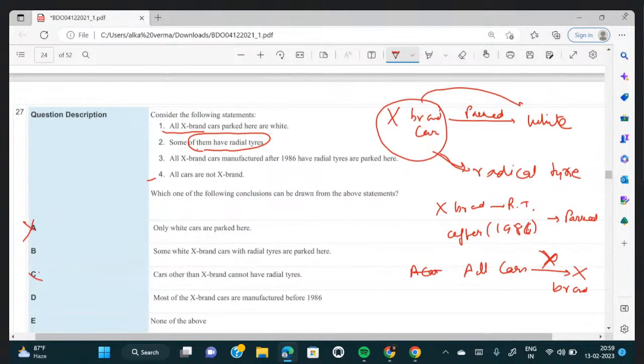Now, cars other than X brand cannot have radial tires. This is a useless statement. Nowhere given in our statement. Nowhere given in the question. You should always avoid what is not given in the question. Option D. Most of the X brand cars are manufactured before 1986. This is also not given. Regarding 1986, only one thing is given, that whatever cars manufactured after 1986 have radial tires and are parked there. So only B is a suitable option. So this answer you can get by just eliminating the options.